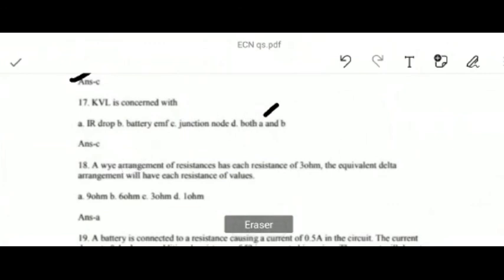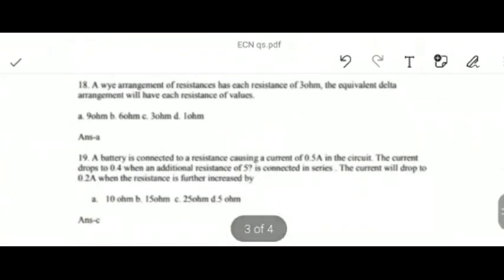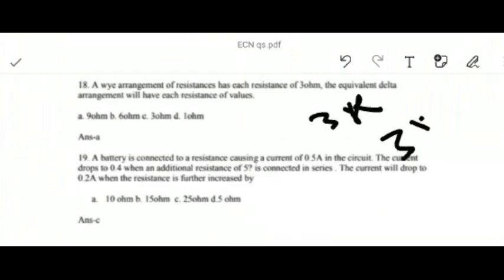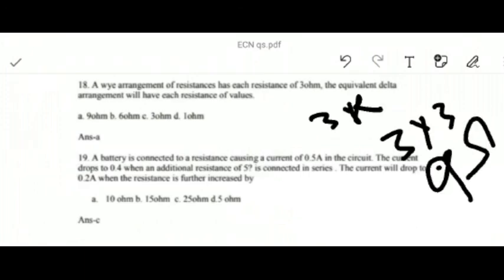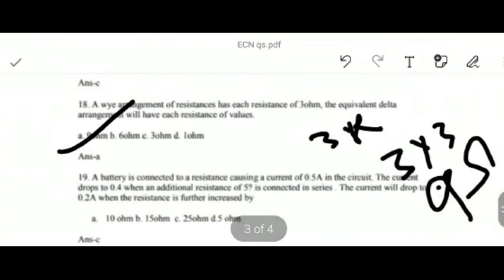Now in the 18th question, a star arrangement of resistances has each resistance of 3 ohm. The equivalent delta arrangement will have each resistance of what value. In delta, this is 3R, so 3 into 3, 9 ohm will be the correct answer. So here option A will be our correct answer.